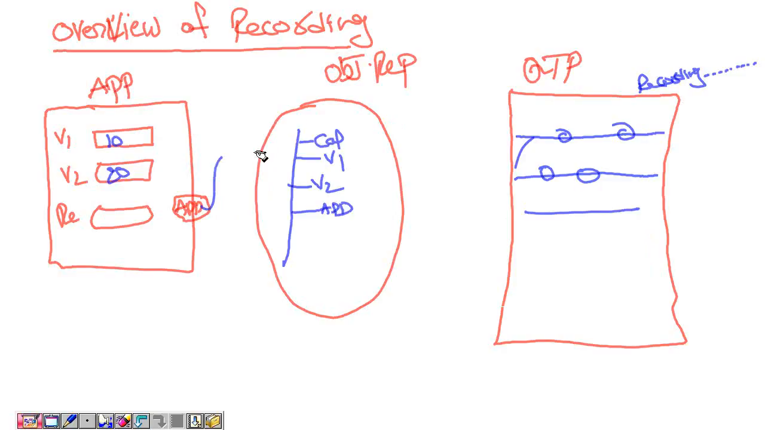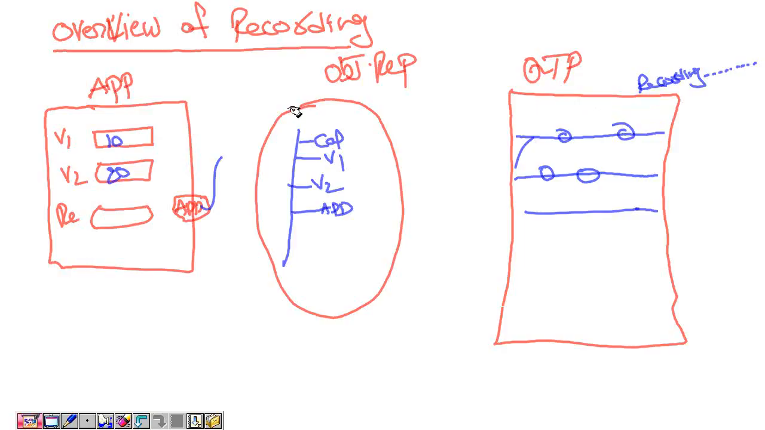So this is an overview of the recording. What is the overview of the recording? Whenever we click on the record button, it is under recording mode. In this situation, QTP is under recording.